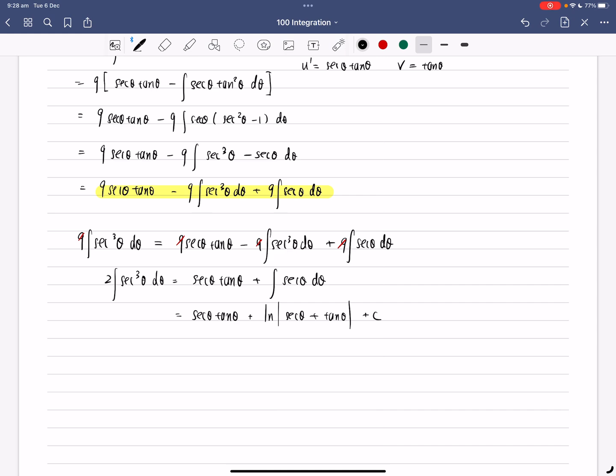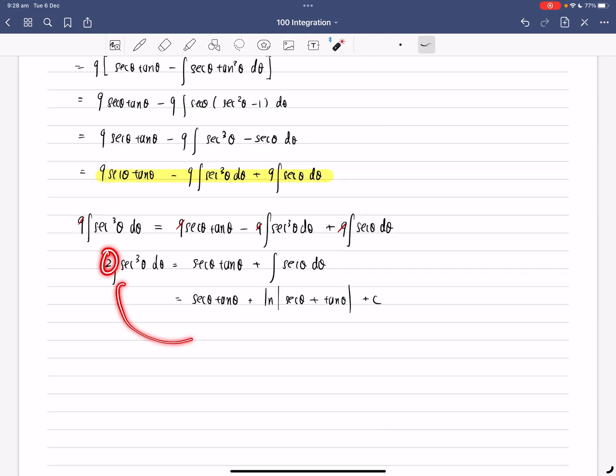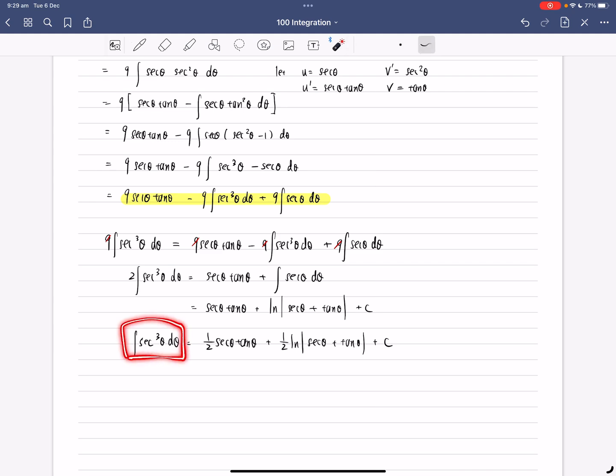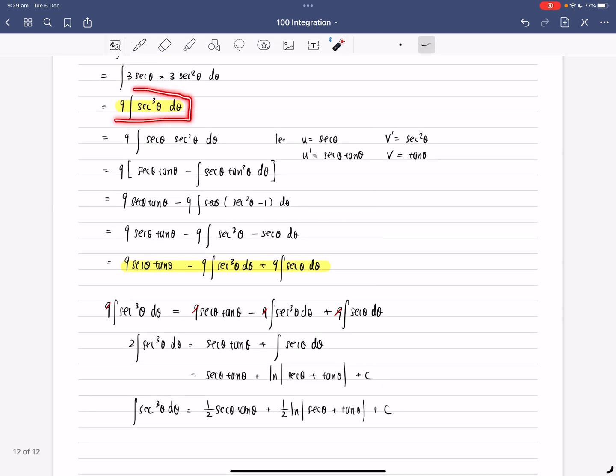Okay, and we still haven't finished. We need to move the 2 all the way to the right. So if we integrate sec cubed theta d theta, we get a half sec theta tan theta plus half ln absolute value of sec theta plus tan theta plus c. Okay, again, we still haven't finished. This is just the integral of sec cubed theta. We've got 9 sec cubed theta here.